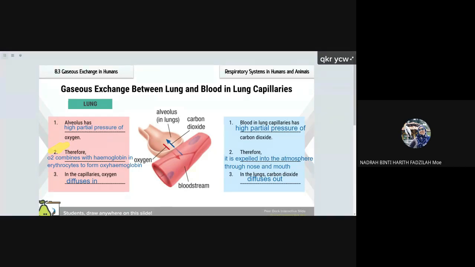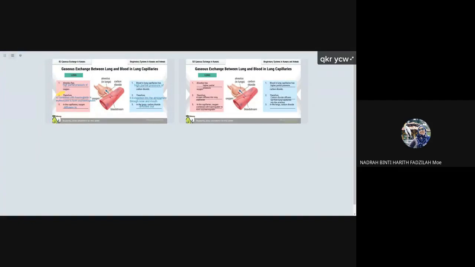So there are two sample answers here. The answer for the second statement is the combination of the two. Number one, alveolus has higher partial pressure of oxygen. Number two, therefore, oxygen diffuses into lung capillaries. And then, oxygen will combine with hemoglobin to form oxyhemoglobin. It has that order: difference in partial pressure, direction of diffusion, and then the form of transportation.